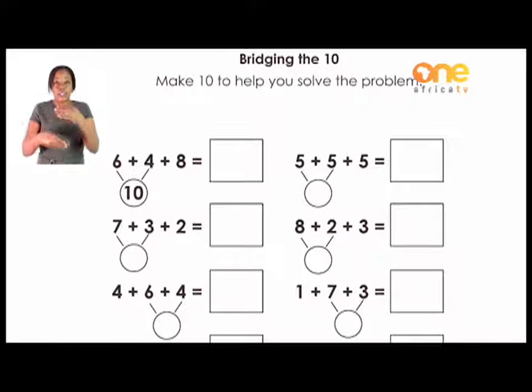So the first one, 6 plus 4 is 10. To a 10, if we add an 8, what do we get? We have our 8 fingers. You show on your fingers 8 for me.